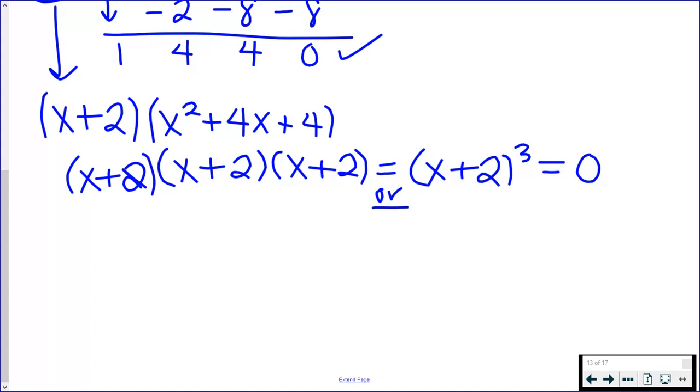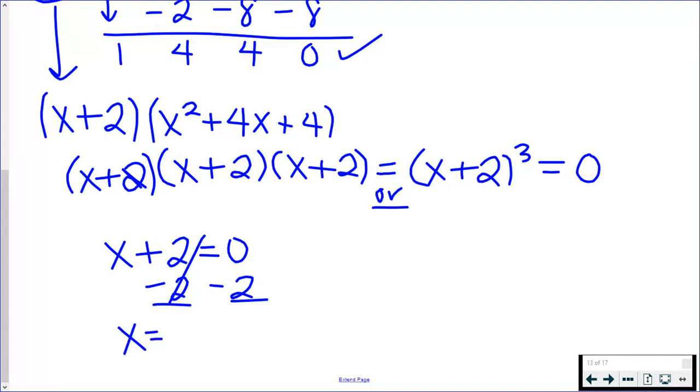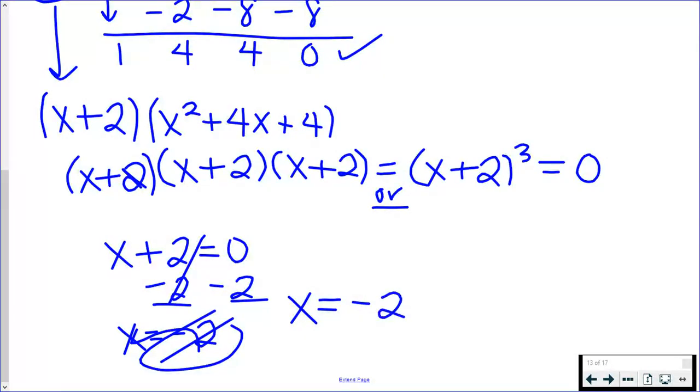Now, since I have the same factor 3 times, I don't have to set it equal to 0 3 times. I just need to do it once. That's x equals -2. Now, this was the number that was in the box, and that should make sense. You're always just putting the x-intercept in the box in synthetic division. So we know that this graph has one x-intercept at -2.